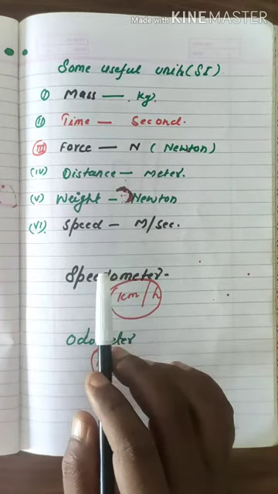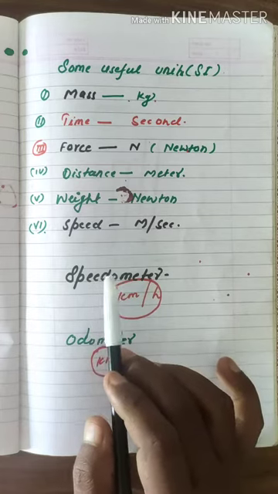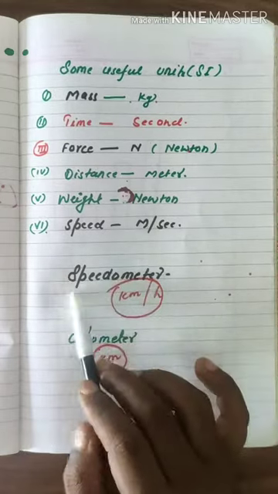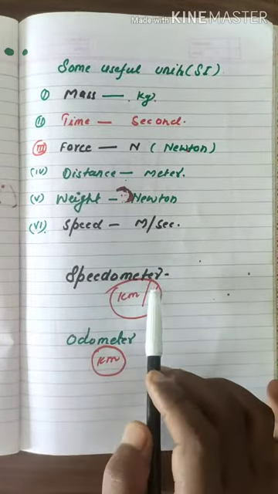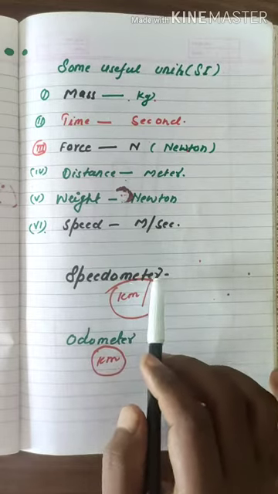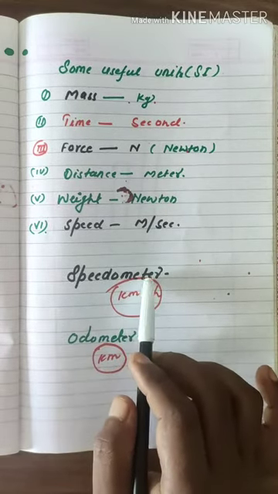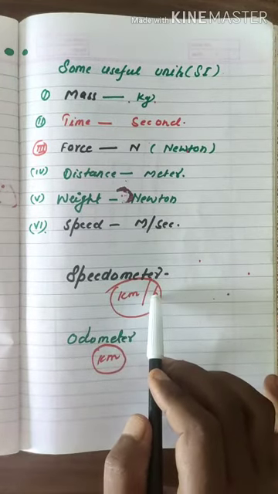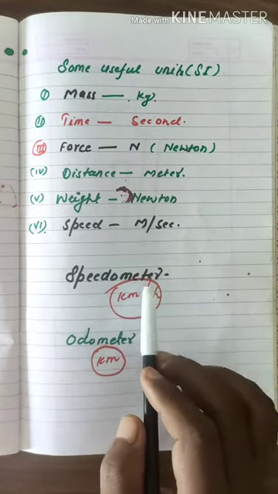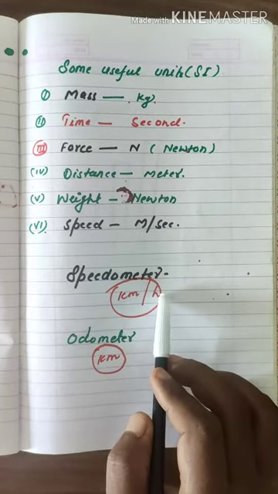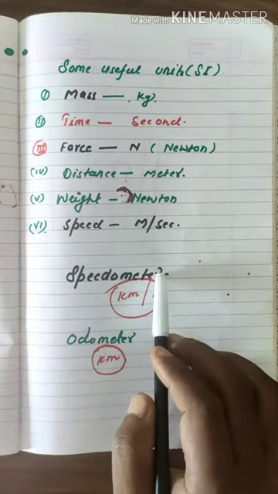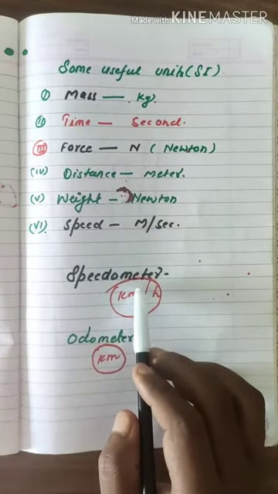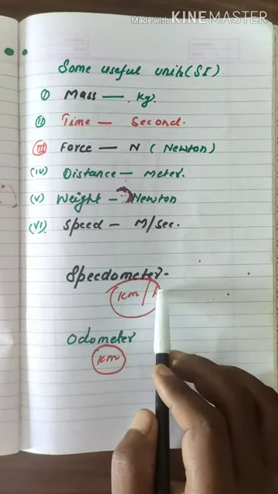Okay student, now here I have written an example or a topic, that is speedometer. Speedometer is a device which is used almost in all vehicles to determine the speed of the vehicle in kilometer per hour. Okay student, what is a speedometer? With the help of a speedometer we calculate the speed of any vehicle in kilometer per hour.